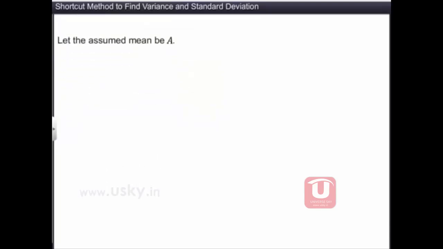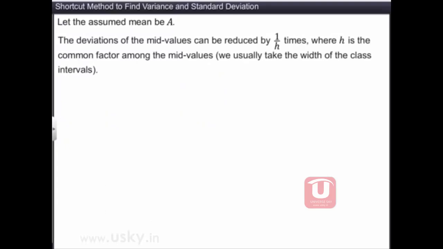The deviations of the mid-values of the class intervals about the assumed mean can be reduced by 1 divided by h times, where h is the common factor among the mid-values. For the sake of convenience, we consider h equal to the width of the class intervals in a regular interval of class. Let the step deviations be yi, which is equal to xi minus a whole divided by h. This implies xi is equal to a plus h yi. Let this be equation 1.